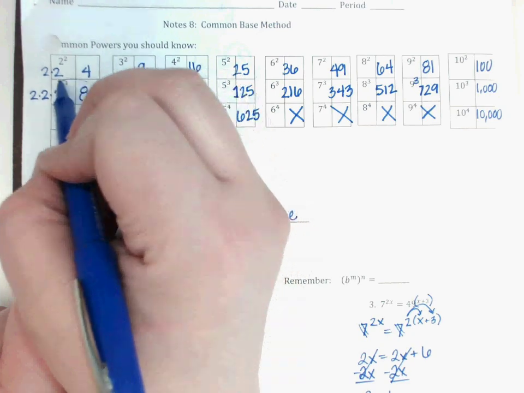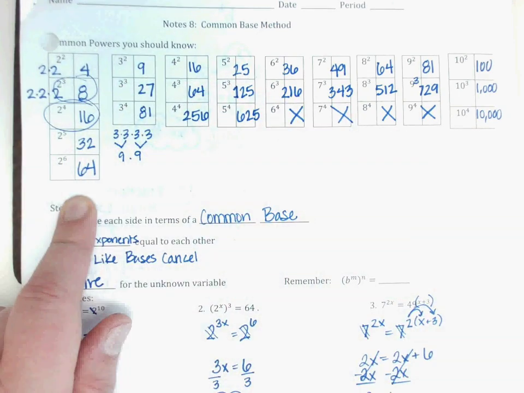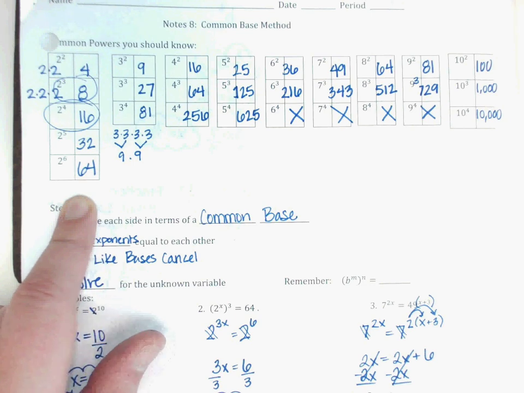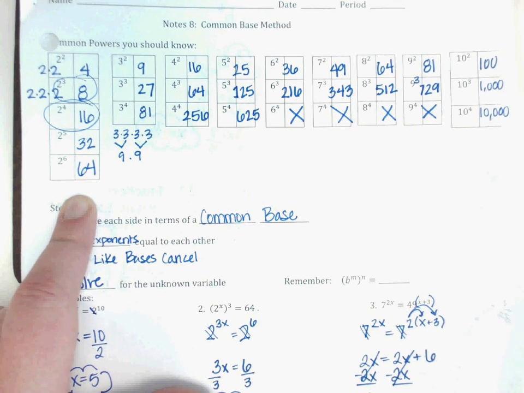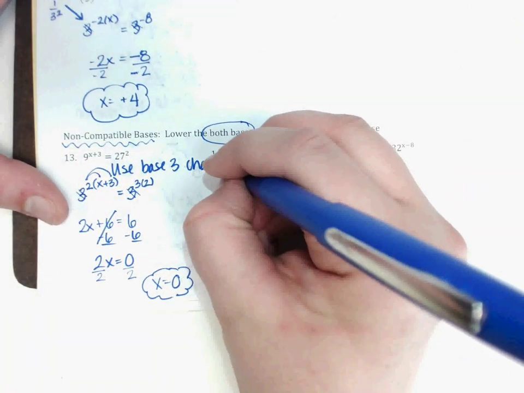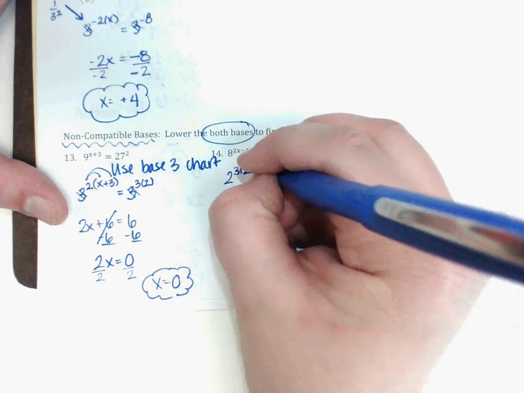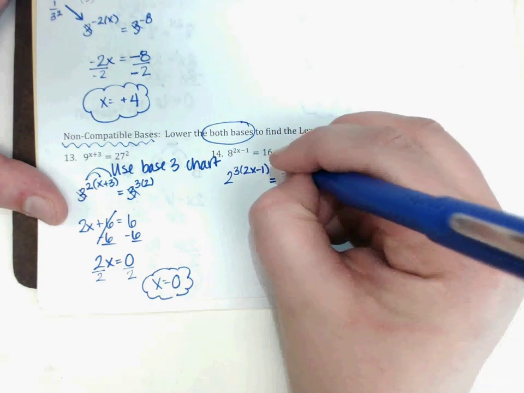Does that make sense? So you're just looking to see they have to both be in the same chart. So 8 is 2 to the 3, 16 is 2 to the 4. And then I'm going to flip back and I'll rewrite it. So I have 2 to the 3, 2x minus 1 left over, 2 to the 4.